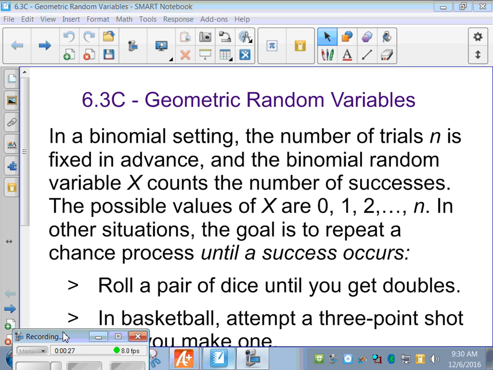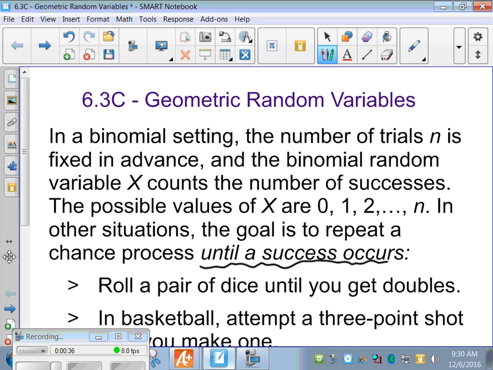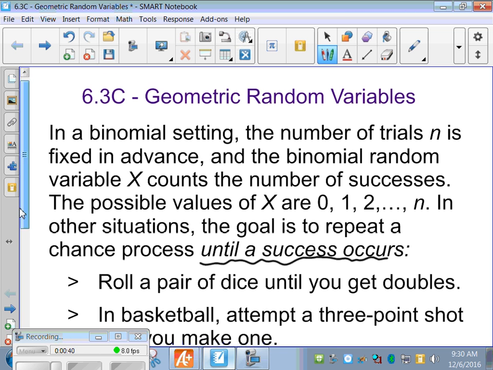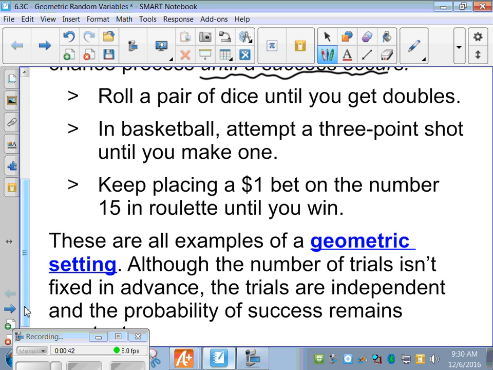So the goal is to repeat a chance process until a success occurs. That's what a geometric random variable is. You do something over and over again until you get the desired outcome. So here's an example. You roll a pair of dice until you get doubles. In basketball, attempt a three-point shot until you make it. Keep placing a $1 bet on the number 15 in roulette until you win.